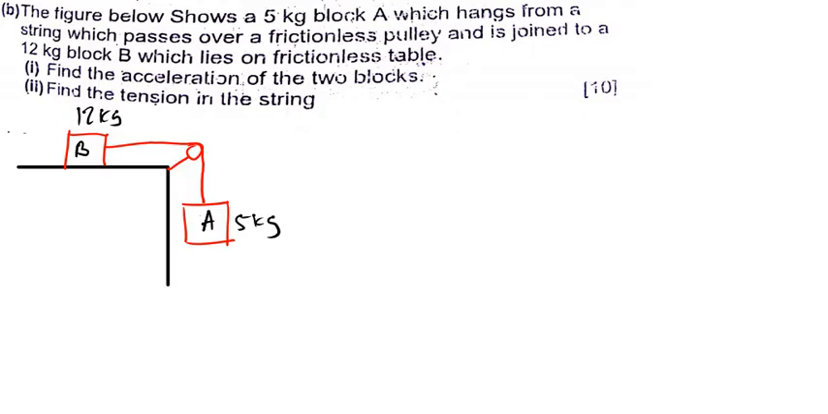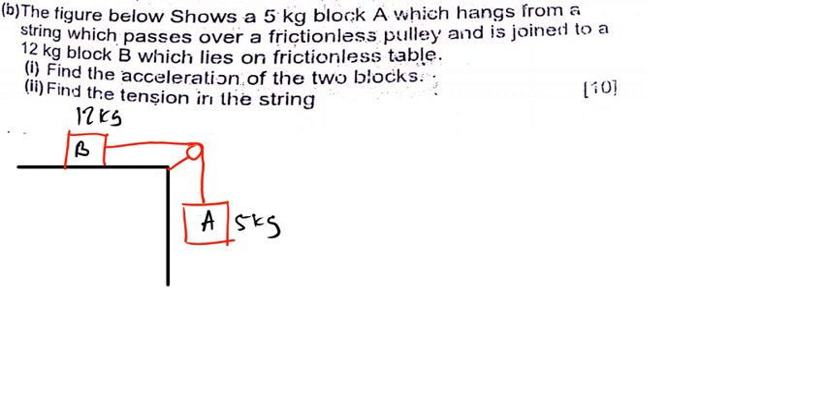That's why he's saying the figure below shows a 5 kg block A which hangs from a string which passes over a frictionless pulley and is joined to a 12 kg block B which lies on a frictionless table. So this is the diagram now. The first part is saying find the acceleration of the two blocks, and two, find the tension in the string. I'm going to use two methods on how we are going to solve this.